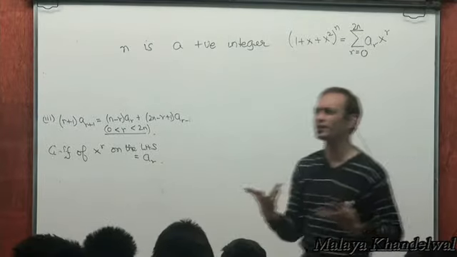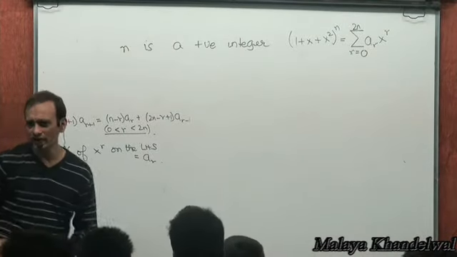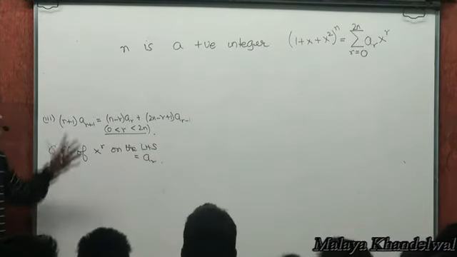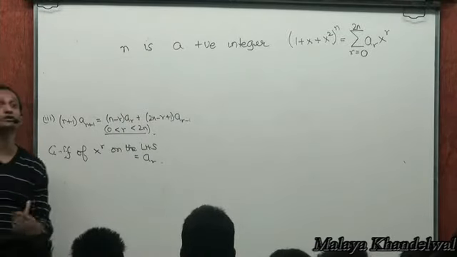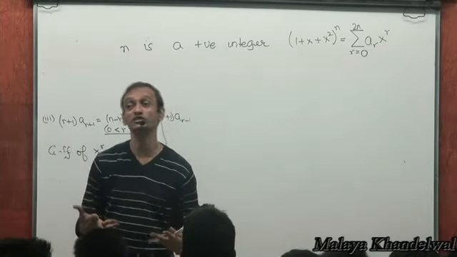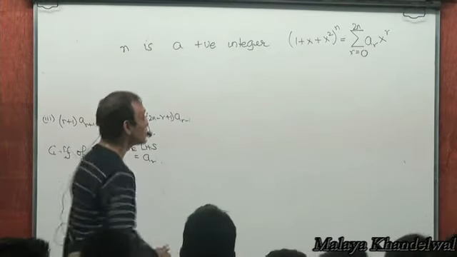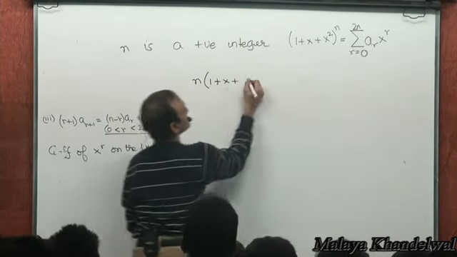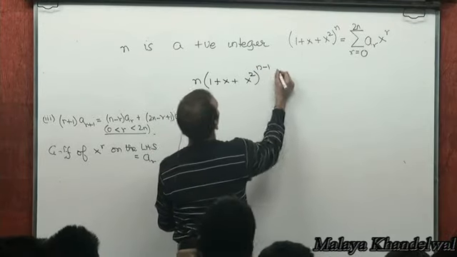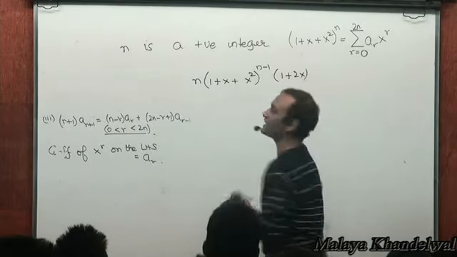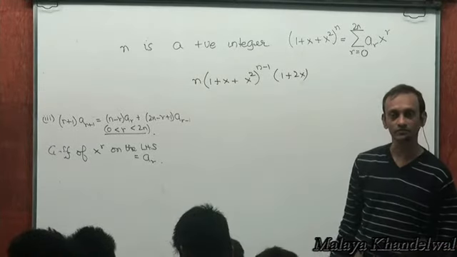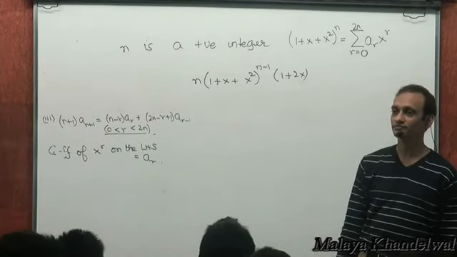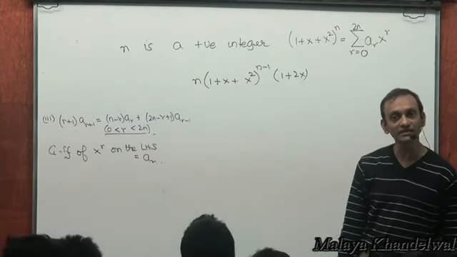Let me differentiate with respect to x. If this doesn't work, then something else will. Let's differentiate with respect to x and take chances. Of course, I will assume you all know how to differentiate, chain rule, product rule, etc. So when I do that, I get n into (1 + x + x²)^(n-1) into (1 + 2x). That's the derivative of the left hand side, right?